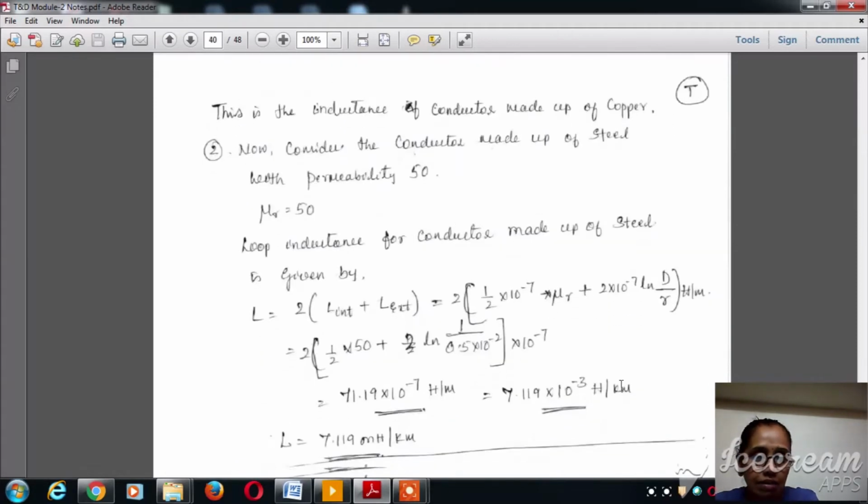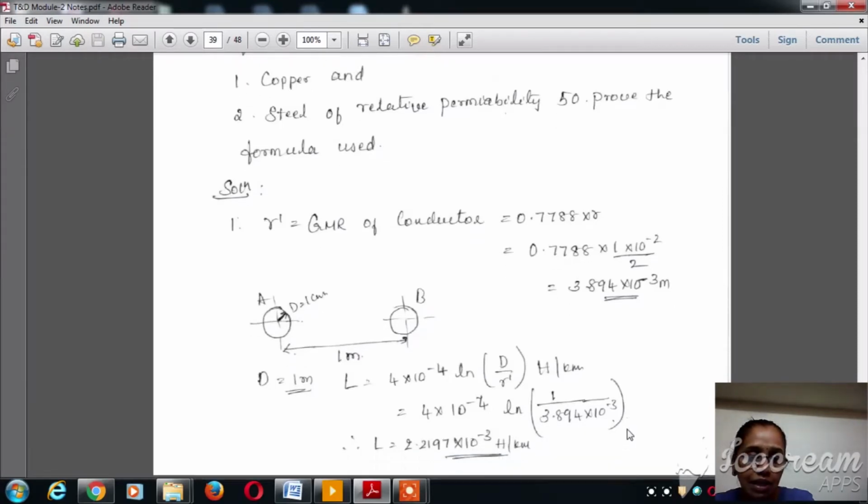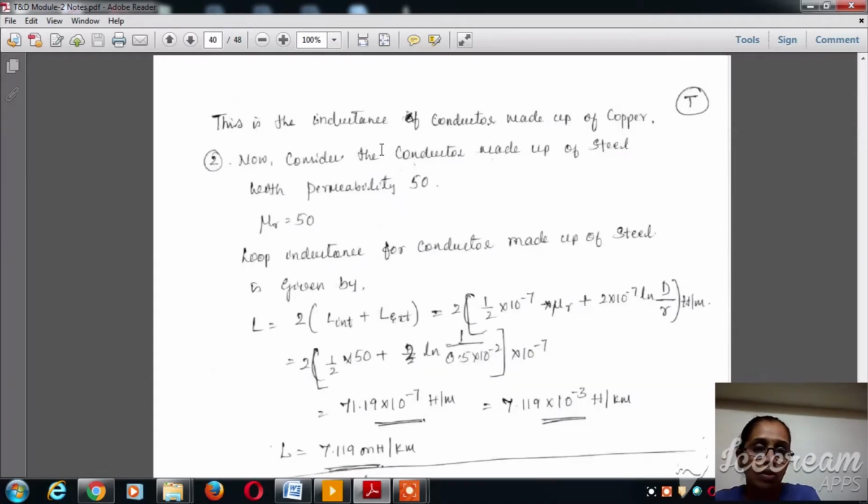Now the distance between A and B conductor is given as 1 meter. Very simple to calculate. L is equal to 4 into 10 to the power minus 4 into ln D divided by R dash Henry per kilometer. Now 4 into 10 to the power minus 4 ln 1 divided by 3.894 into 10 to the power minus 3. L is equal to 2.2197 into 10 to the power minus 3 Henry per kilometer. Now this is the inductance of the conductor when it is made up of copper.